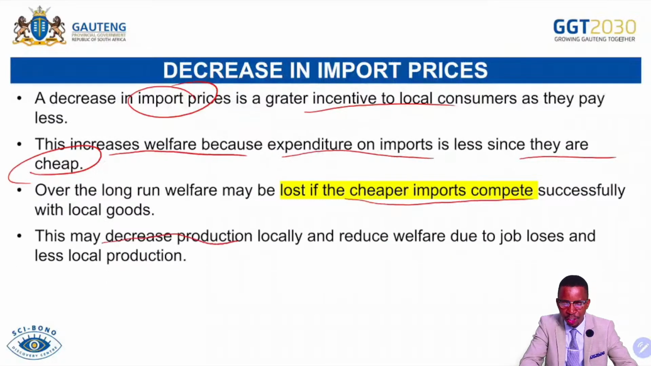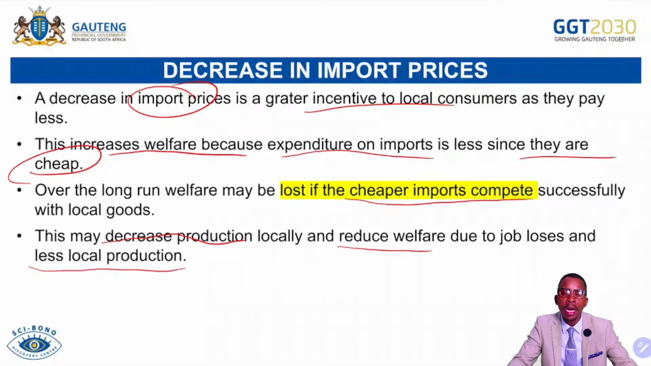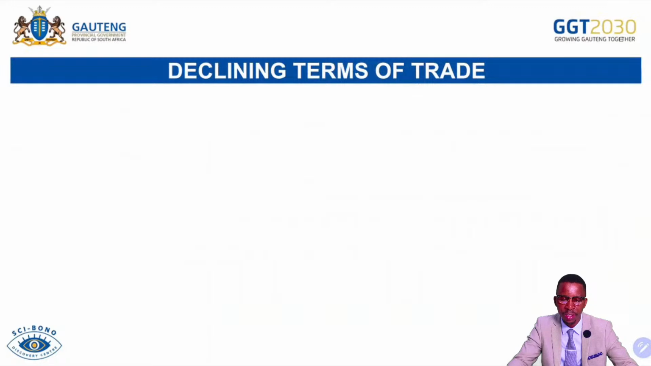This may decrease production locally and reduce welfare due to job losses and less production. So in South Africa, there will be job losses because our local industries won't be that effective due to that unfair competition by imported goods and services. That results in welfare loss also, because as people are losing their jobs, they won't have any income, which will make it very difficult for the domestic economy, because less consumption will occur, less productivity will occur, less GDP will occur. So that leads to welfare loss because of what? Because of cheap imports flowing in to compete successfully with the locally produced goods and services.